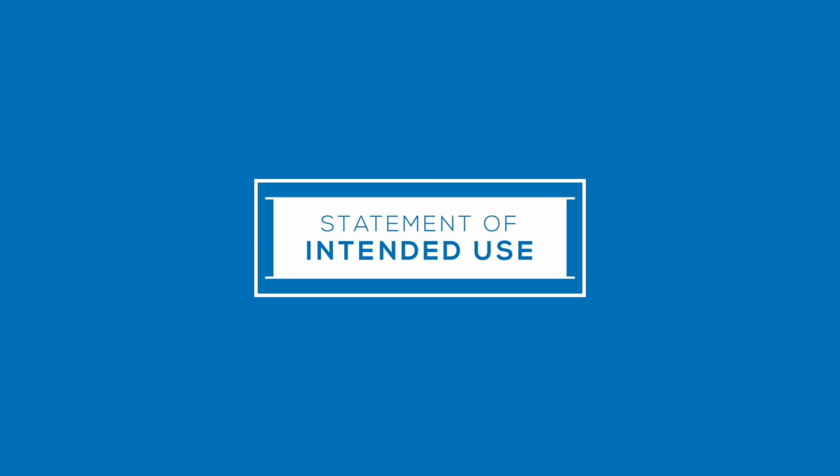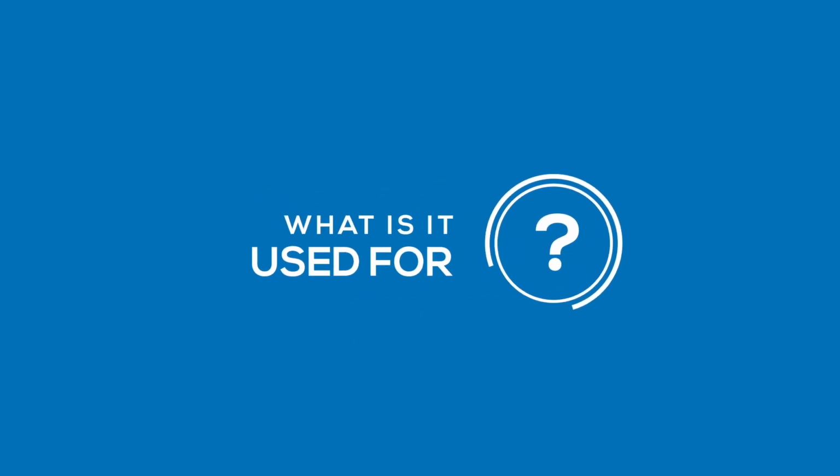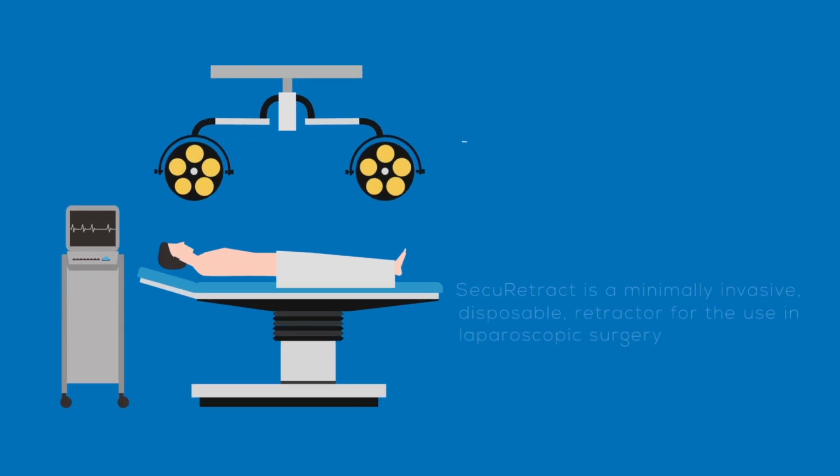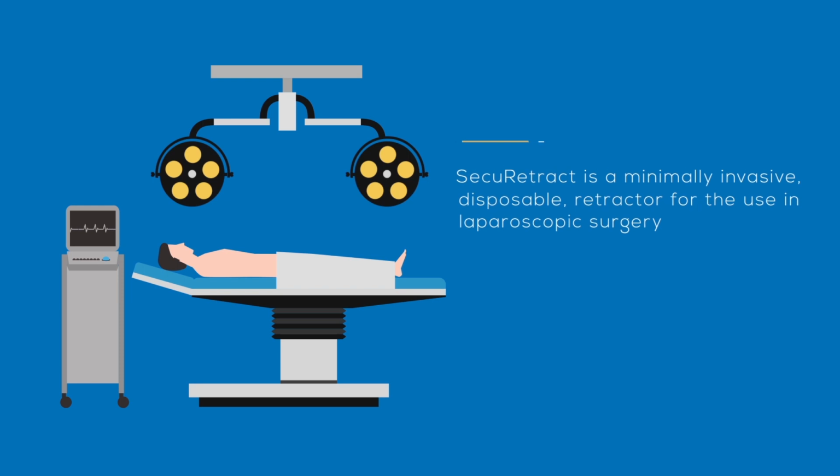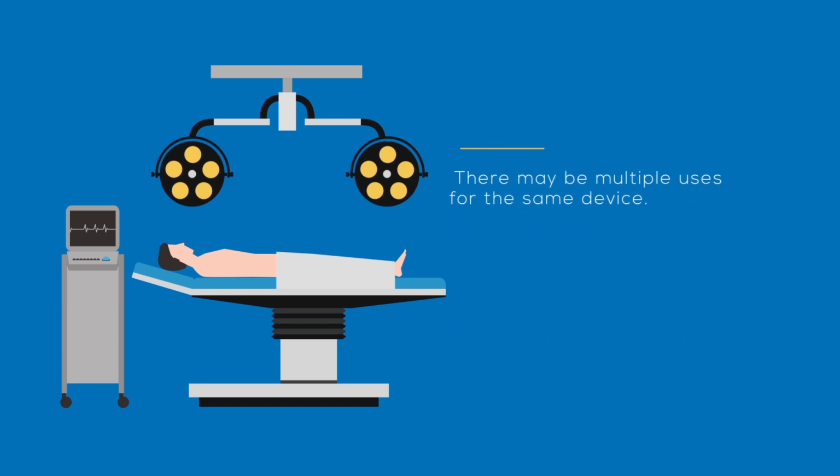In writing the statement of intended use for your device, you will need to determine what the device is used for. For Secure Retract, the device's intended use is for retraction of soft tissue during laparoscopic surgery. However, in many cases, the use will not be so simple and there may be multiple uses for the same device. For regulatory purposes, each different clinical use will need to be independently justified, so take care not to overreach in stating your intended use.